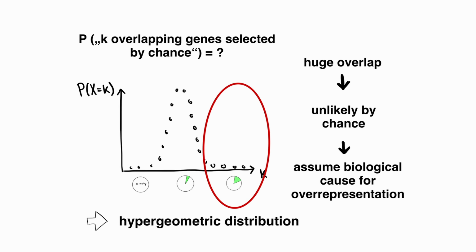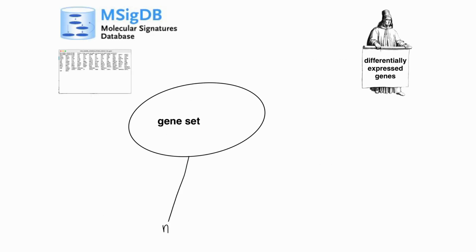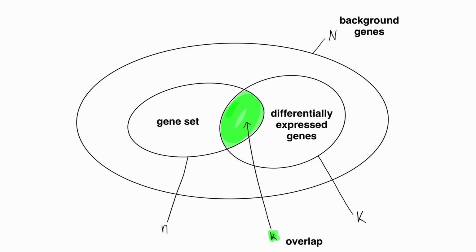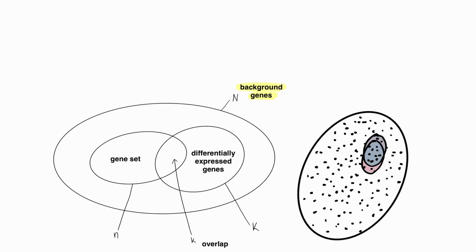But can we measure the concrete probability for our overlaps? Yes, we can. Let's set the environment for a formula. We need 4 values for the calculation. The number of genes in the gene set, lowercase n, the number of genes in the differentially expressed genes, uppercase K, the number of overlapping genes, lowercase k, and last but not least, the number of background genes, uppercase N. The number of background genes is important. If we look at this example, the overlap seems pretty much like overrepresentation. But if we look at the same setting, just with other background genes, the whole situation is different.